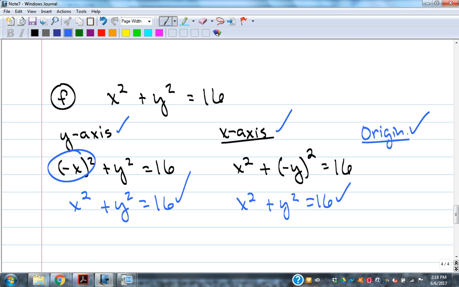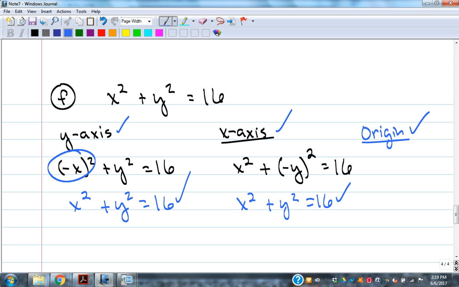Okay? So for y-axis symmetry, plug in a negative x, work it out. If it's the same, it's y-axis symmetric. If it were x-axis symmetry, plug in a negative y in the place of y, work it out, simplify. If it stays the same, then it's x-axis symmetric. If it is both x and y axis symmetric, then it has to be origin symmetric. Okay, that's how you're going to test for origin symmetry: test for the other two.